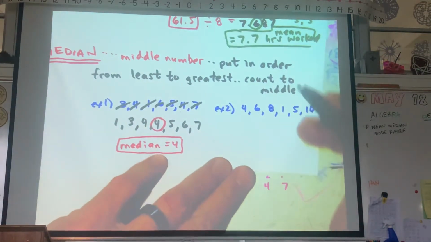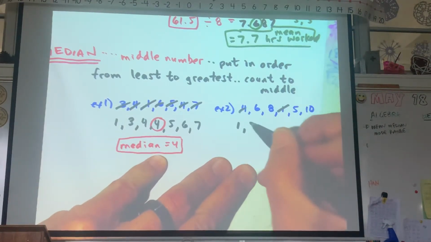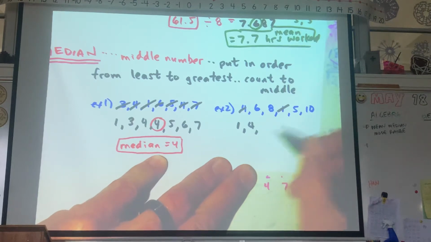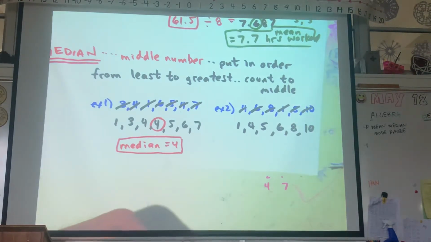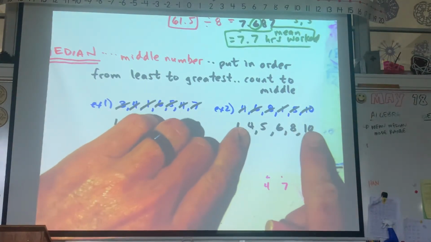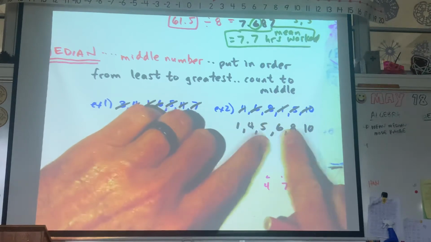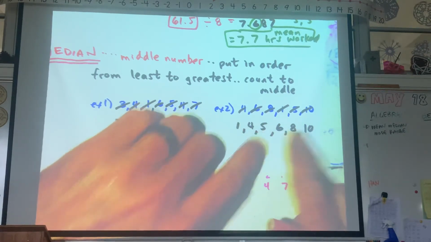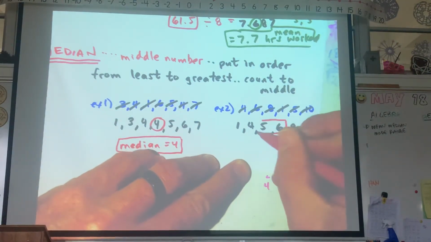I'm putting in order from least to greatest. 1. What else? We've got a 4. There's a 5. We've got a 6. 8, and then the last one is 10. This time, when I count in, there's 2 middle numbers now. There was only 6 of these, so there's going to be 2 middle numbers. It is 5 and 6.